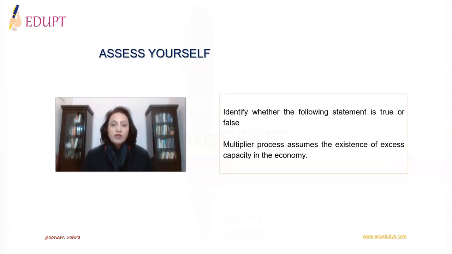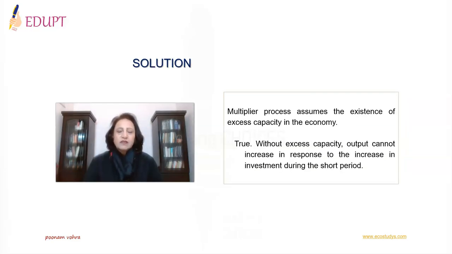Now have a look at this statement and identify whether the statement is true or false. Multiplier process assumes the existence of excess capacity in the economy. Please check your answer. The statement is true. Without excess capacity, output cannot increase in response to the increase in investment during the short period.